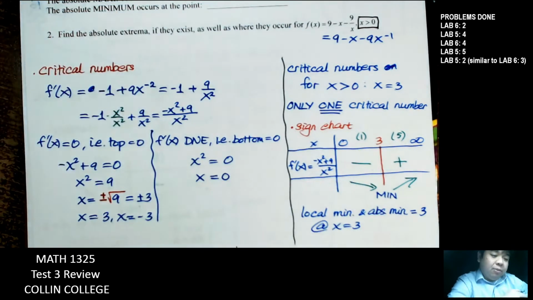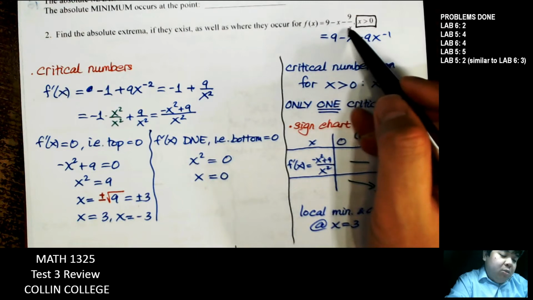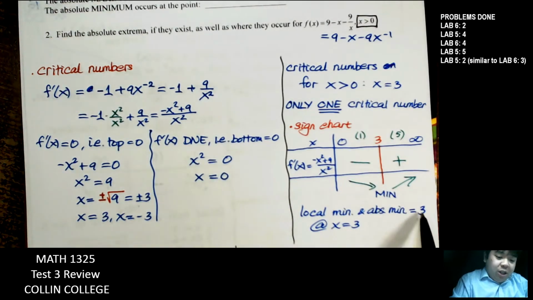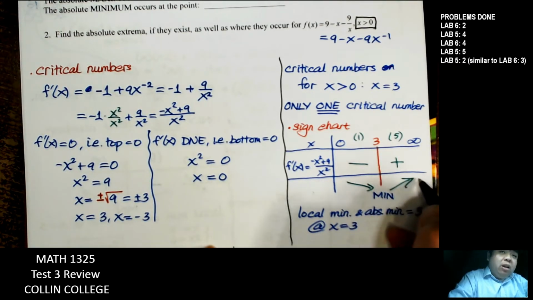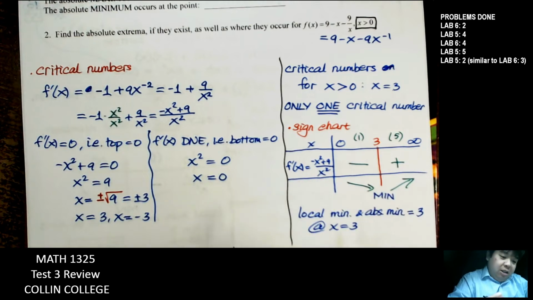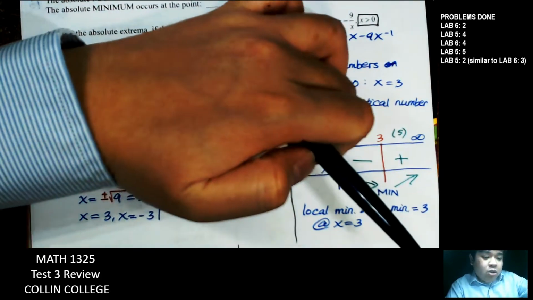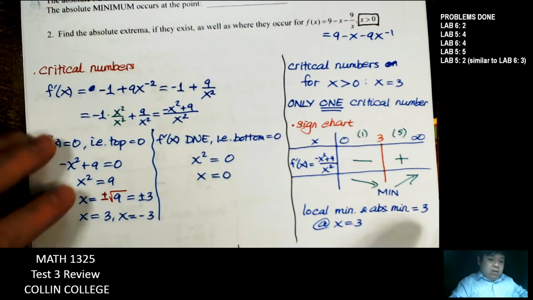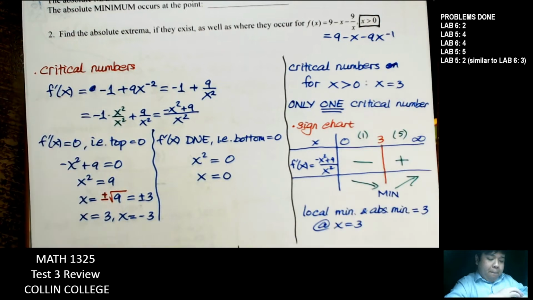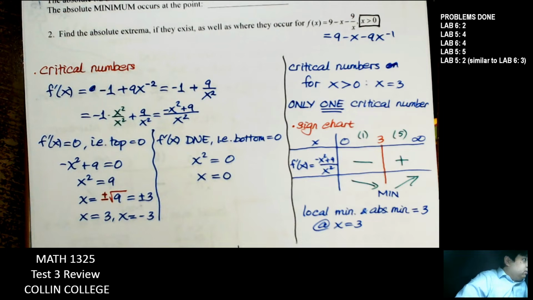If we put 3 back into this problem, 9 minus 3 minus 9 over 3, that's equal to 3. If you put 3 in for x, 6 minus 3 will be 3. So the y value is equal to 3 at x equal to 3. And if we go out to infinity, we're not going to have a max, because there is only one critical number and it is unbounded on both sides. So there should be no max.